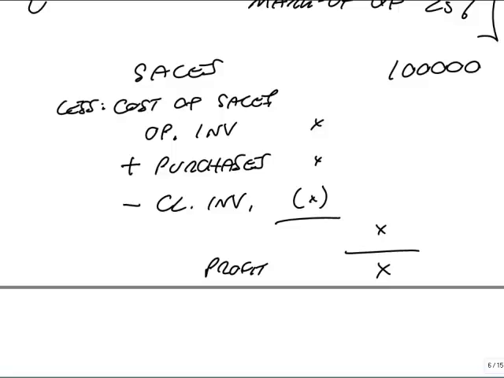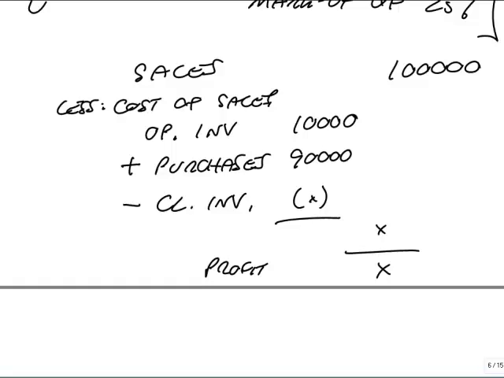I know what my opening inventory was. It was 10. I know what my purchases were. They were 90. But of course, what I don't know is my closing inventory. Therefore, I don't know the cost of sales. Therefore, I don't know the profit. True?